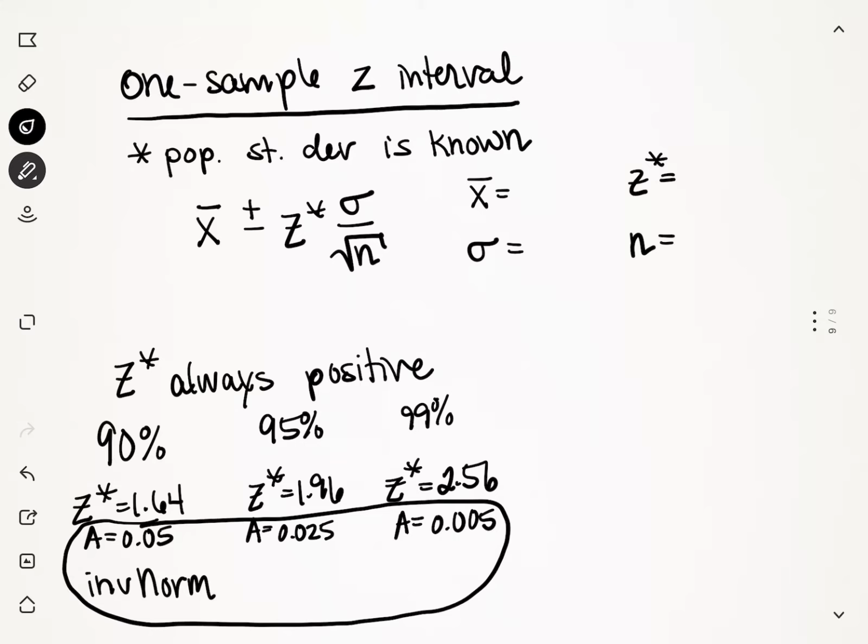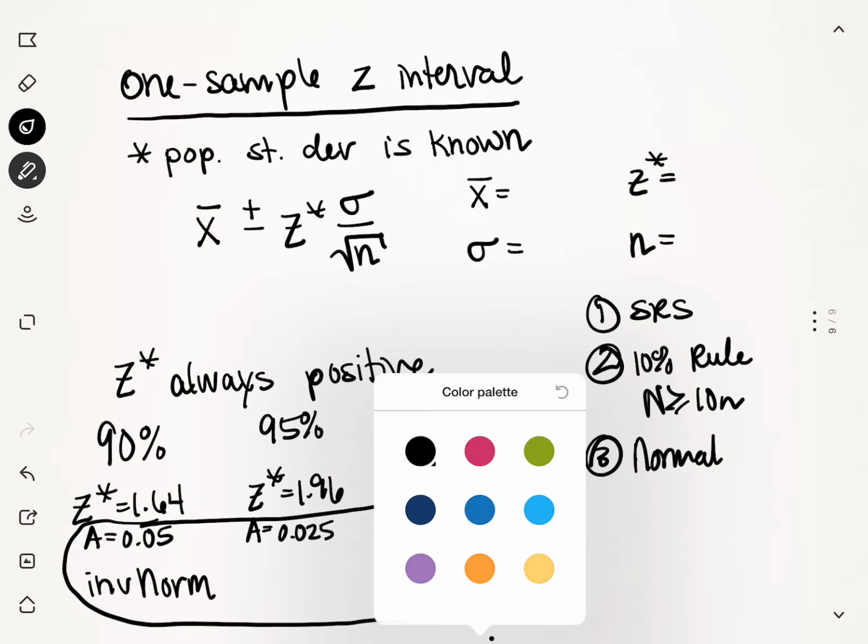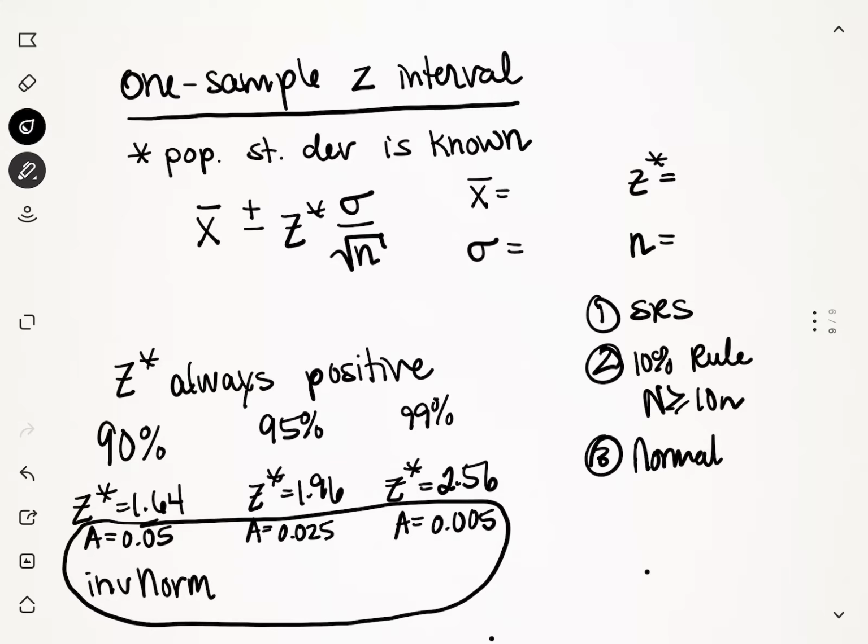All right, now let's talk about real quickly the conditions required. Number 1, SRS. Number 2, the 10% rule, so that your n is less than or equal to 10% of the population. And number 3, your normality condition. For population means, you are looking to see if your sample size is greater than or equal to 30.